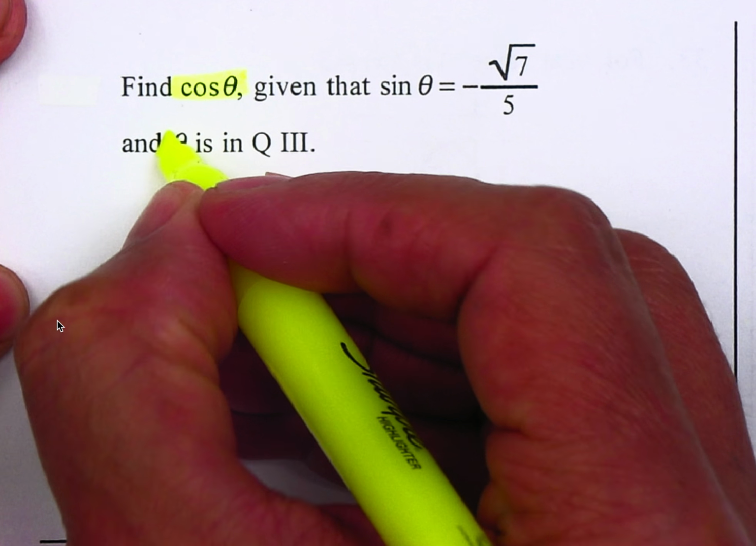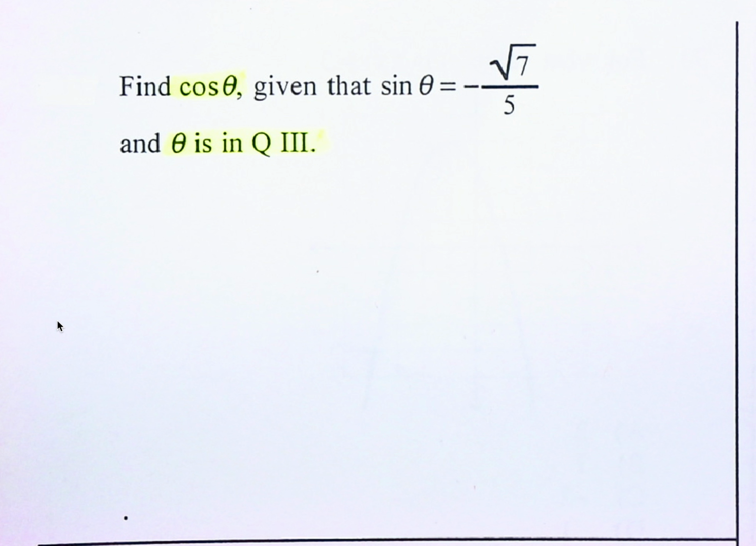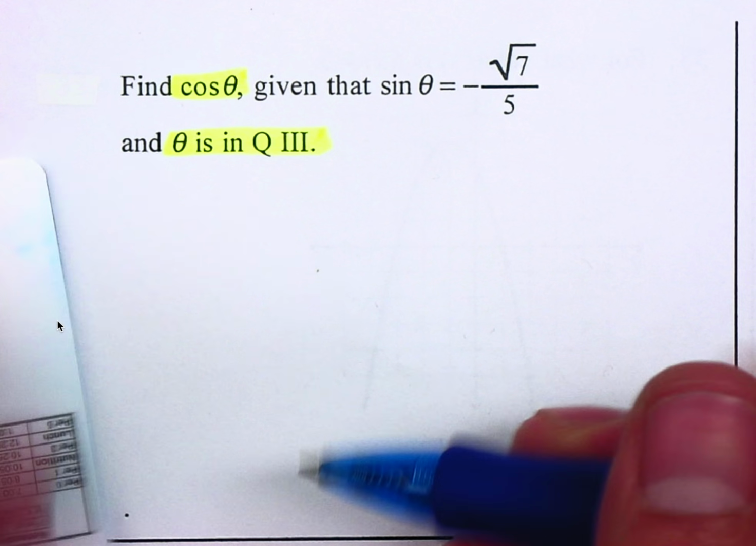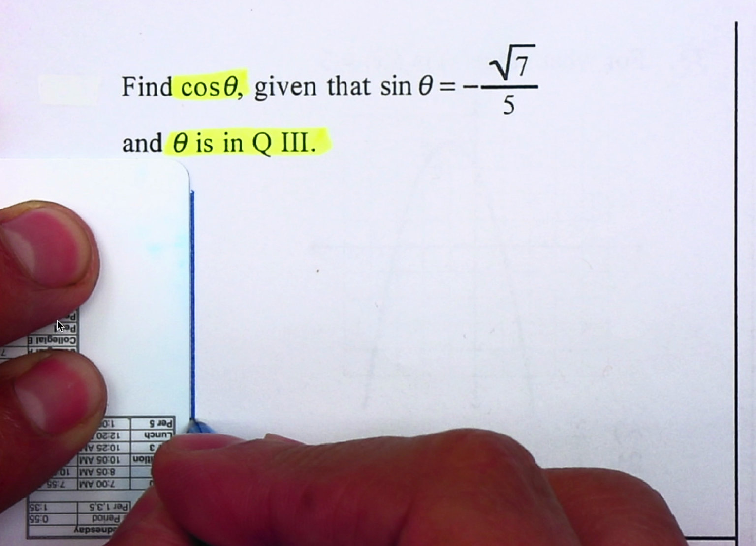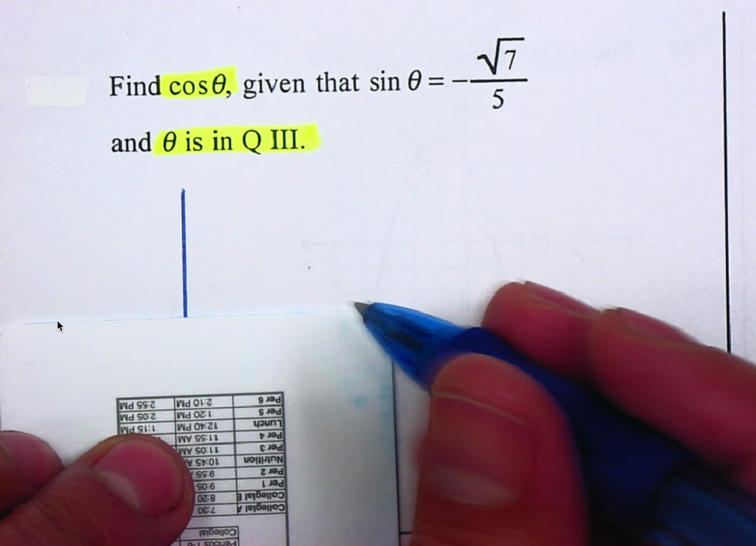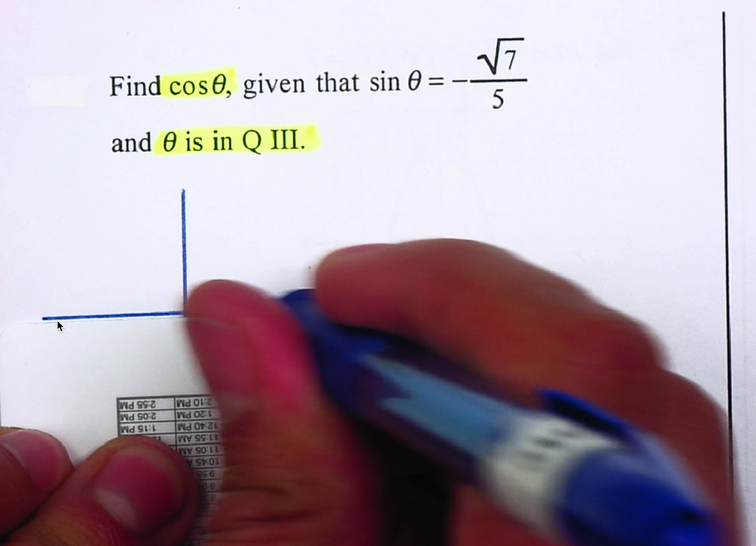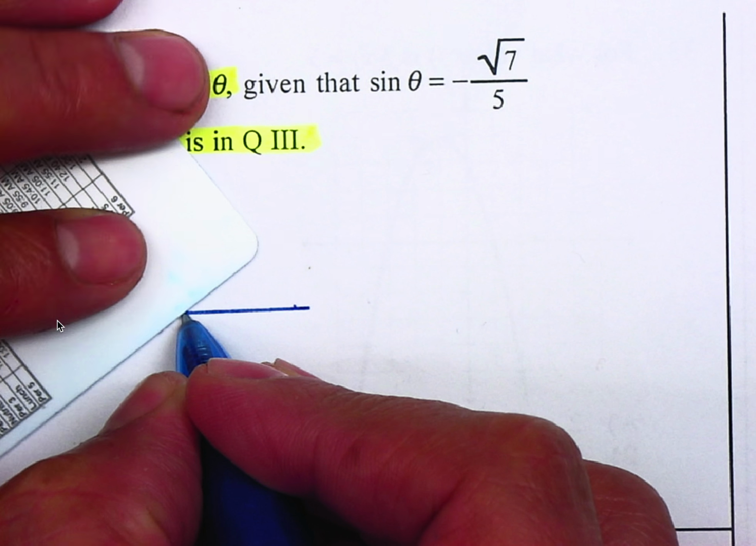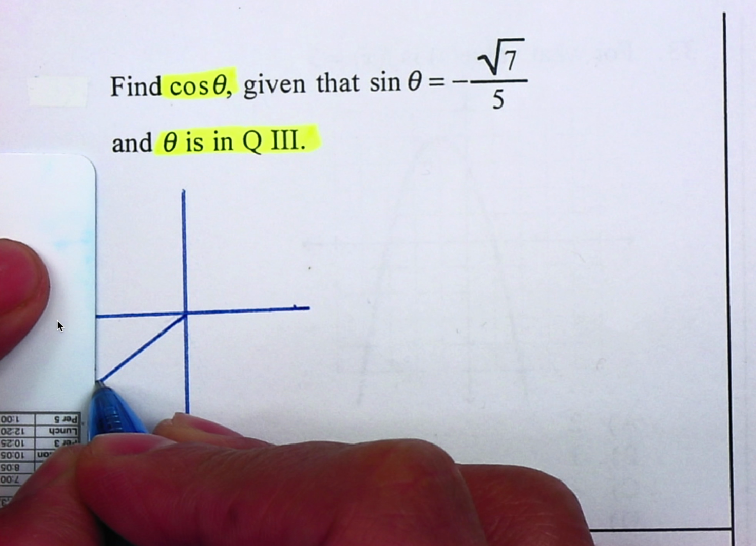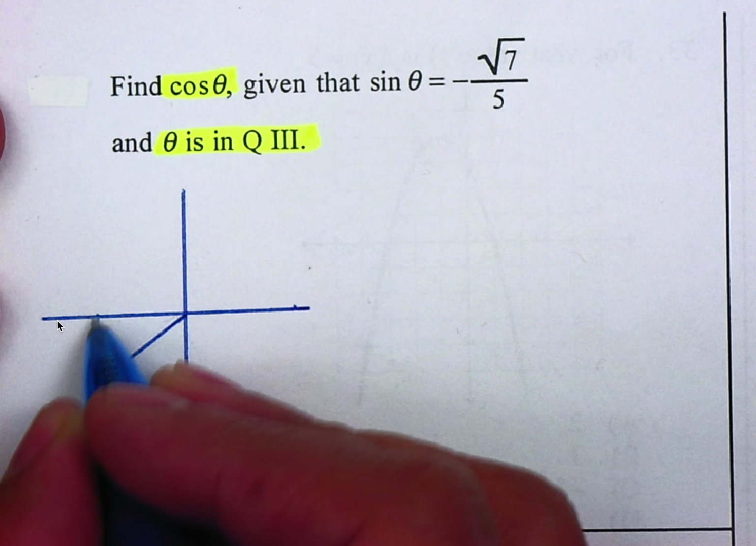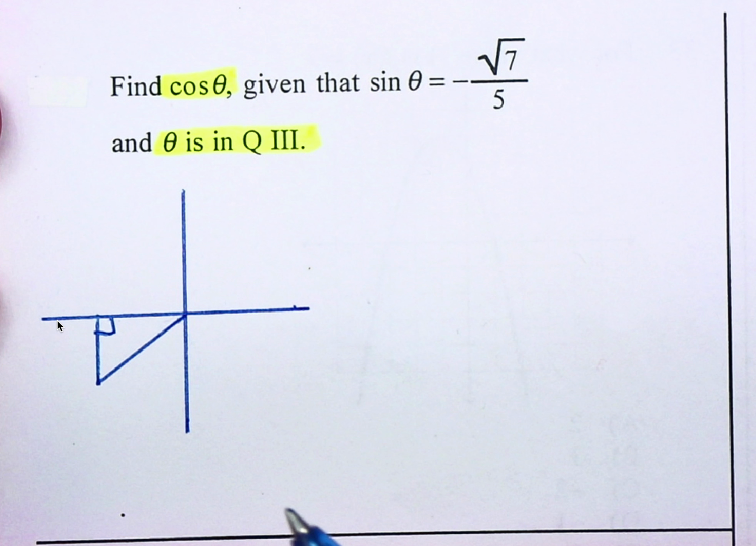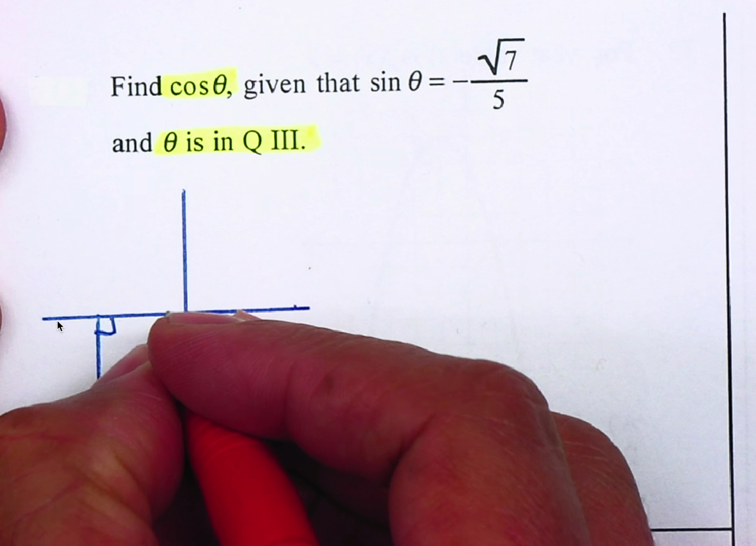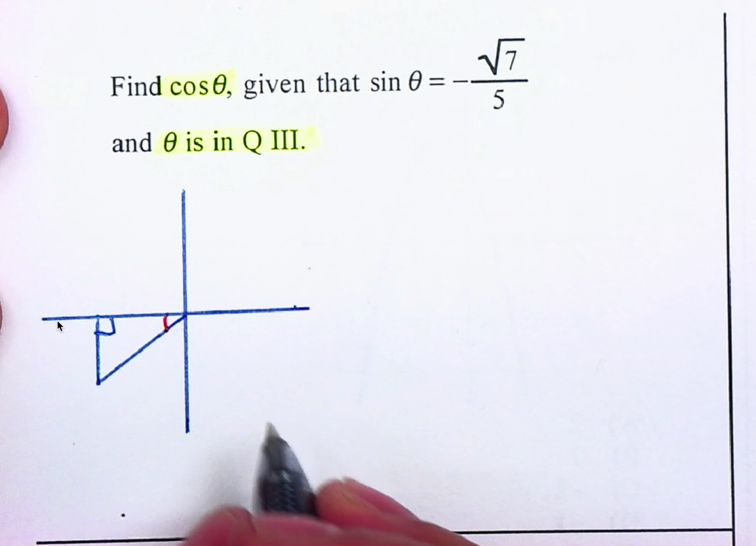We know that theta is in quadrant number 3, so therefore I'm going to place my x and y axis, and I'm going to place a right triangle in quadrant number 3. So 1, 2, 3, that'll be my triangle. It doesn't matter the size, we know it has to be a right triangle. I'm going to place it towards the x-axis. And this is the angle that we are using for theta.